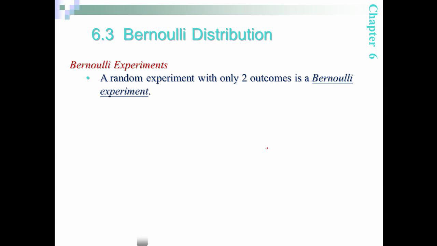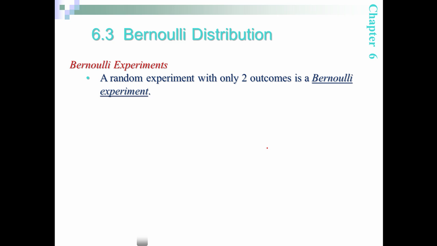The next discrete distribution we're going to talk about is called the Bernoulli random variable, and this one's very closely related to what we call the binomial random variable. So we're going to cover both of those in the same video. The idea here is we're going to say we have a Bernoulli experiment when we perform some task that has only two outcomes.